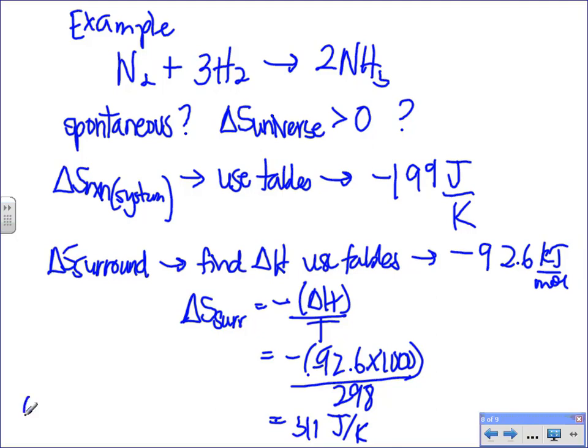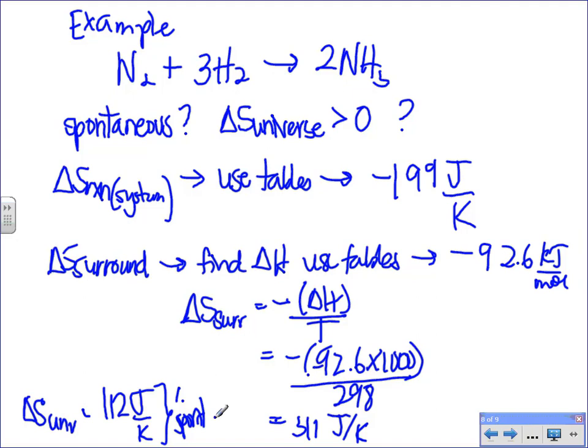So when you look at the entropy of the universe, we add the two together. So negative 199 plus 311, we get 112 joules per Kelvin. So overall, this system provides a positive change, or an increase in entropy of the universe. Therefore, it is expected to be spontaneous.